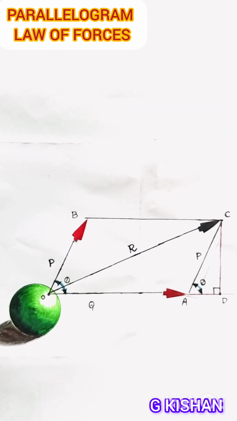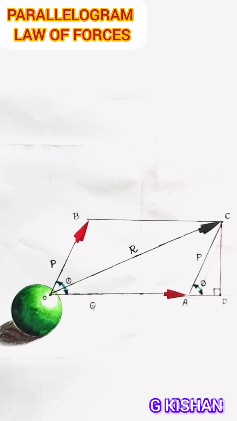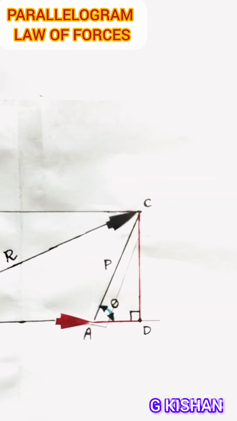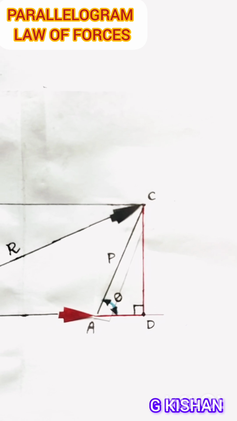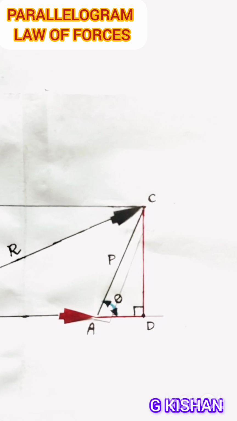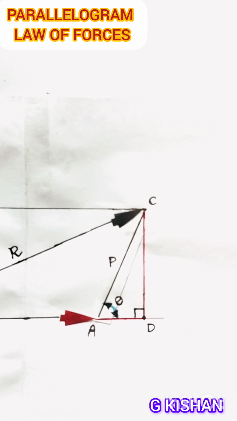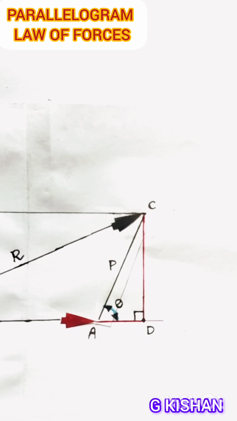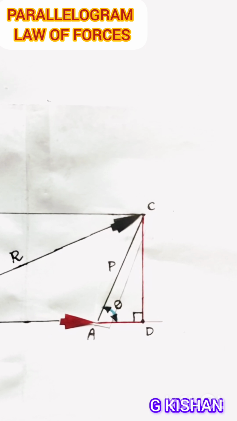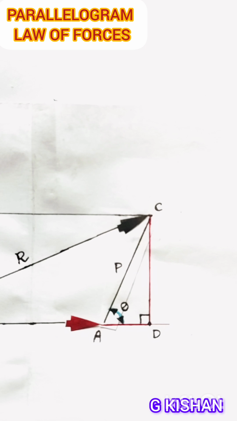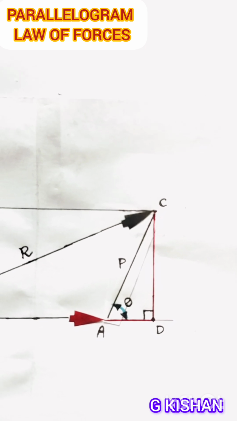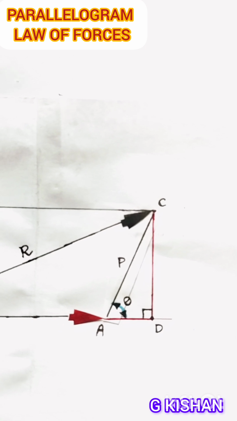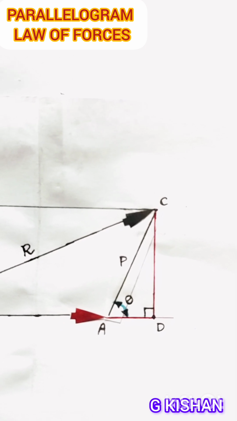OD includes OA and AD. It is the summation of OA and AD. In right angle triangle ADC, AD indicates the adjacent component of theta for the given diagonal AC. DC indicates the opposite component of theta for the AC diagonal. We can estimate AD as P into cos theta, DC as P into sin theta.